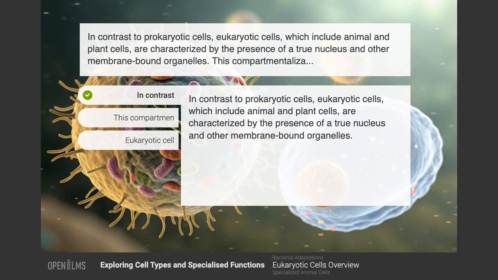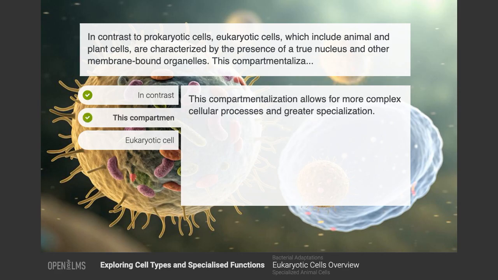In contrast to prokaryotic cells, eukaryotic cells, which include animal and plant cells, are characterized by the presence of a true nucleus and other membrane-bound organelles. This compartmentalization allows for more complex cellular processes and greater specialization.